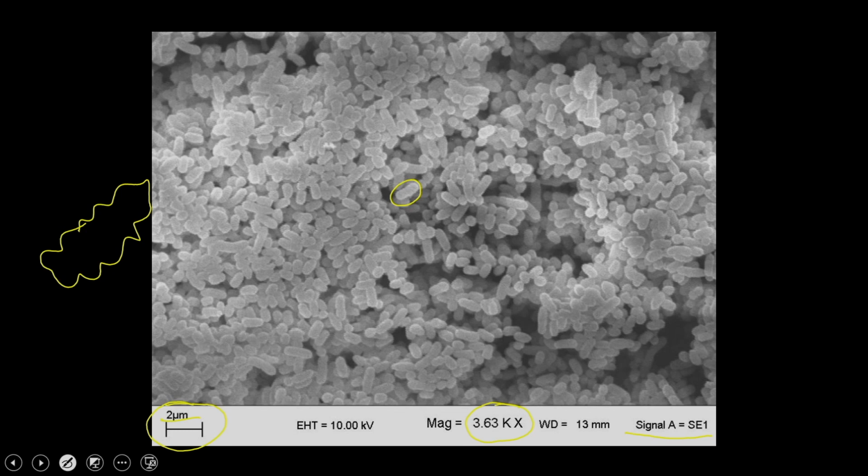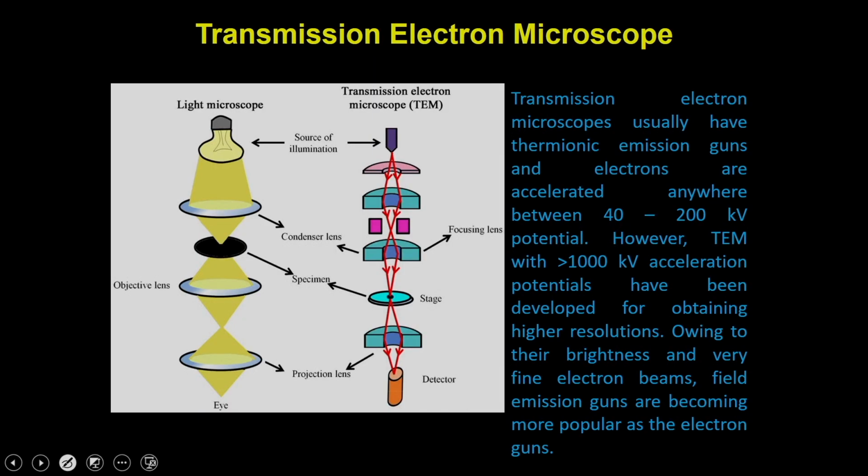So, from here we will move on to the transmission electron microscope, and we will discuss how you can use the transmission electron microscope to answer some biological questions. The transmission electron microscope is very simple, as it is like a light microscope, except that you are using an electron beam as the source of illumination instead of light.